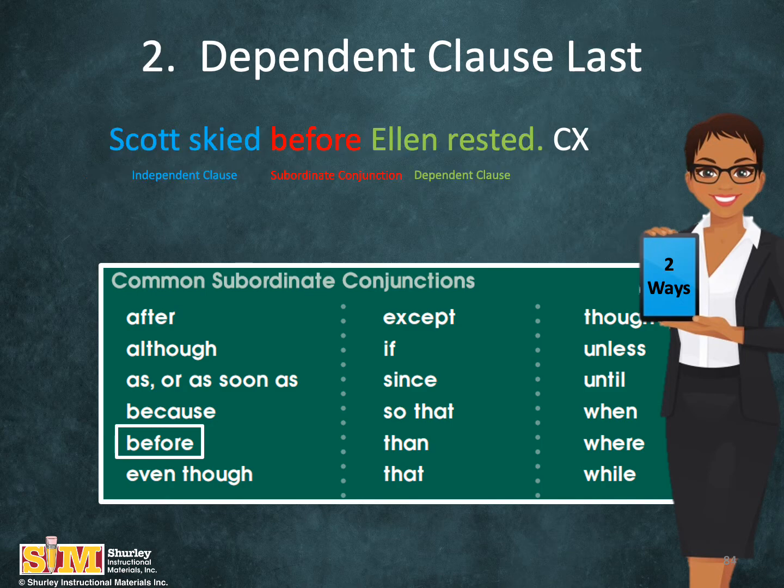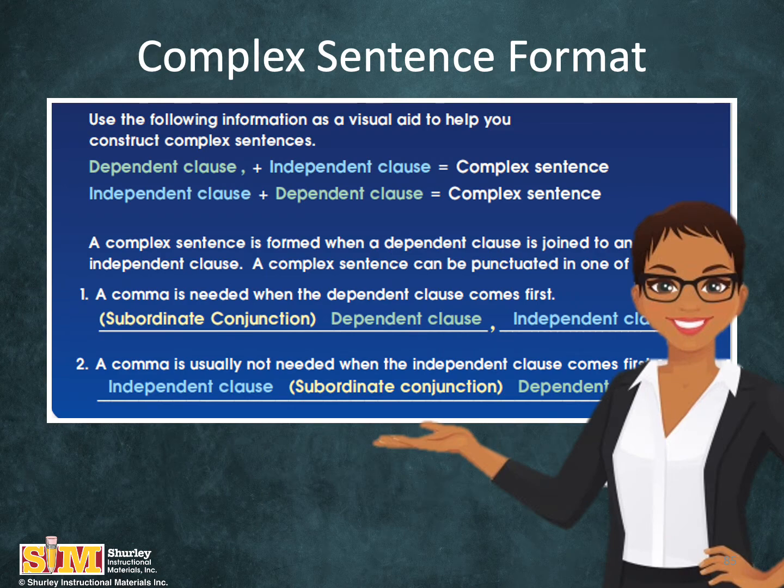If the dependent clause is last, add a period after it. No comma is needed between clauses. This guideline is a wonderful visual reminder of the two ways to construct complex sentences. Many of your students will find it a helpful review as they work on constructing complex sentences.